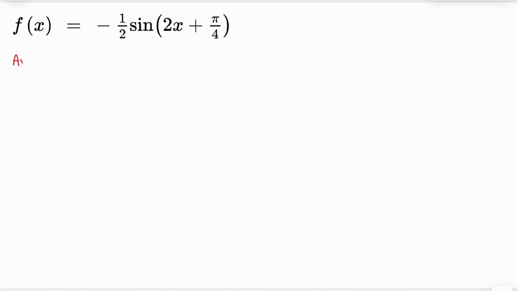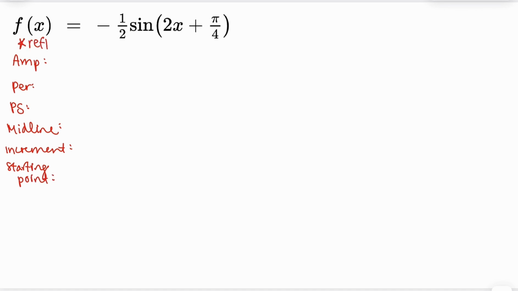All right, we need to find amplitude, period, phase shift, midline, increment and our starting point. Okay. The big thing I notice about this one is it has been reflected. So those 5 points that we're going to move around, it's still going to start middle, but it's actually going to go down first, then middle, then high, then middle again.